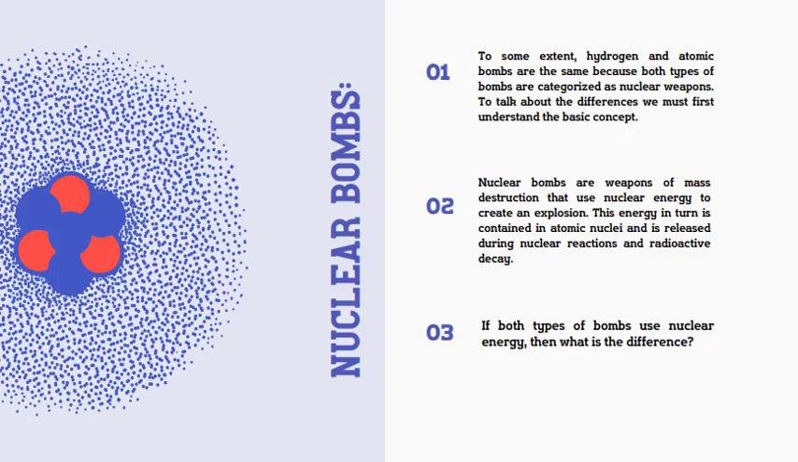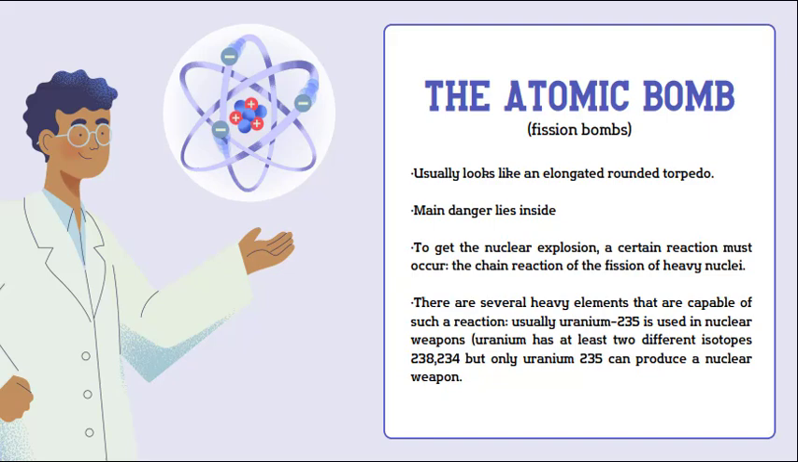If both types of bombs use nuclear energy, then what is the difference? We will see that later in this presentation. First, let's talk about the atomic bomb, or fission bombs. Usually, they look like an elongated, rounded torpedo. The main danger lies inside of them.